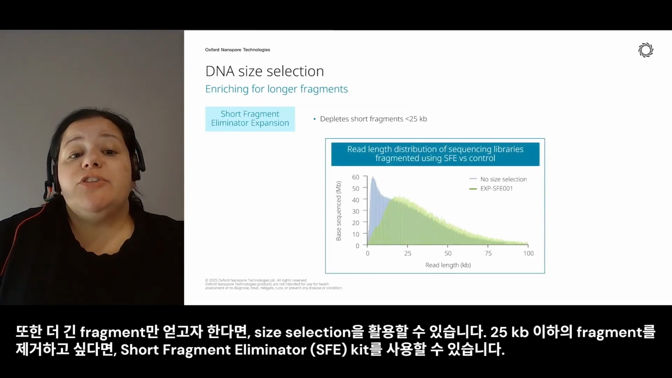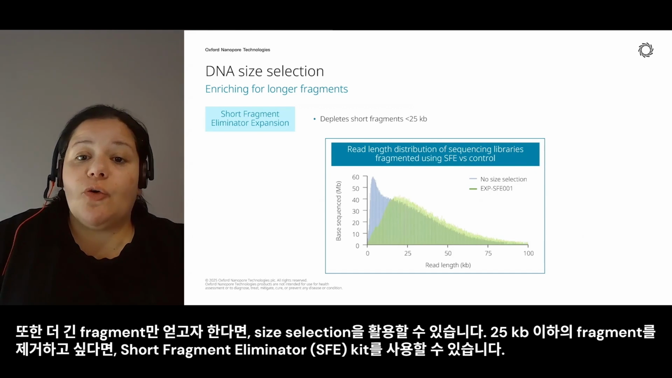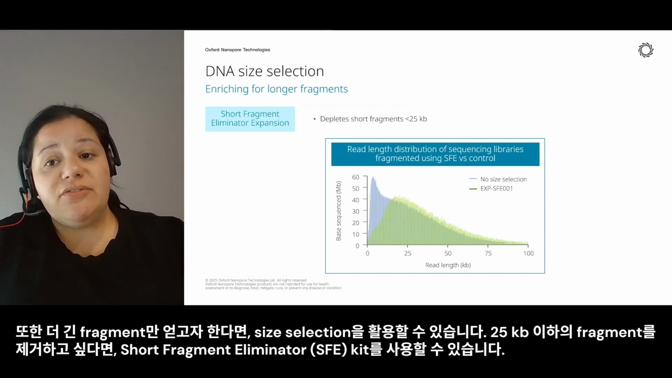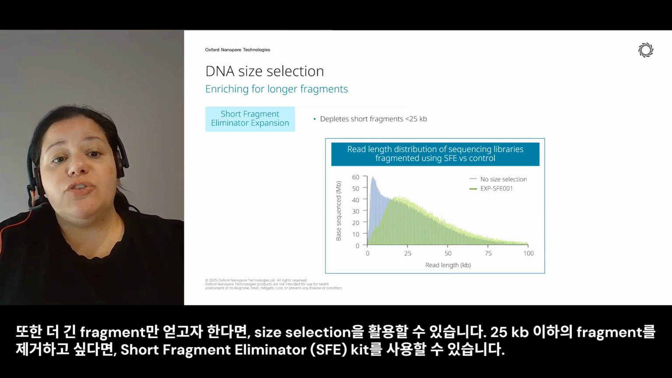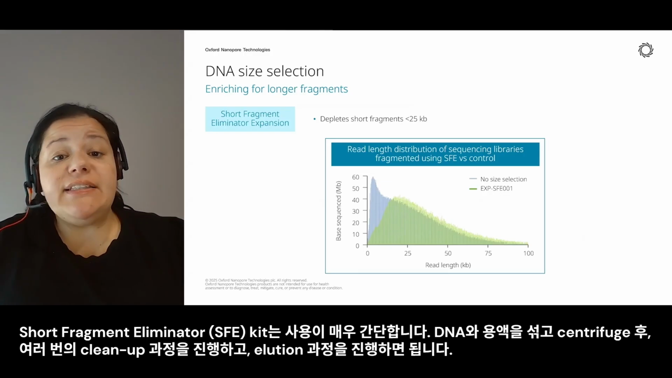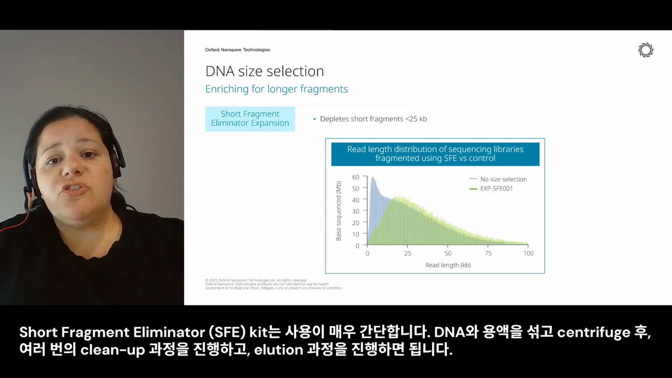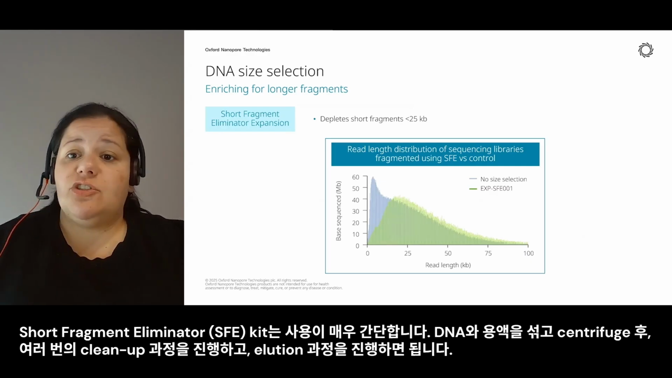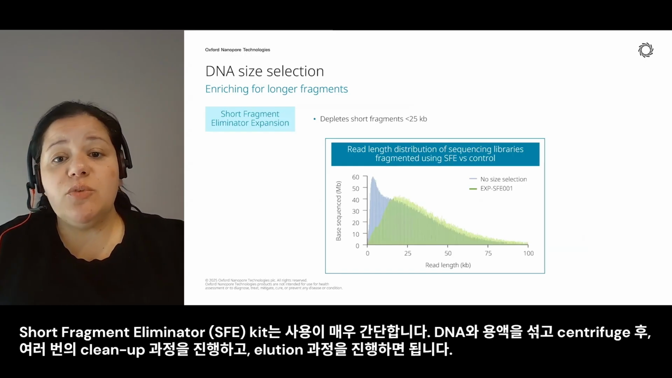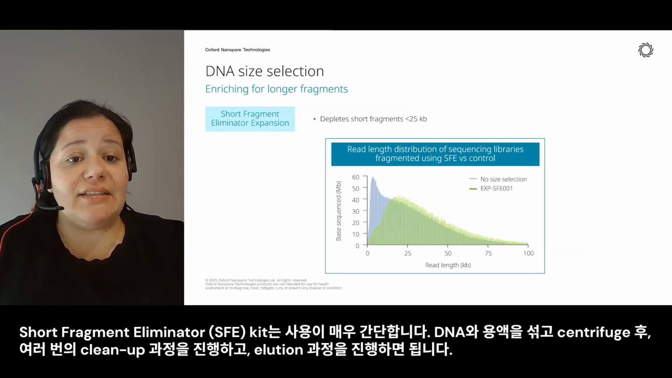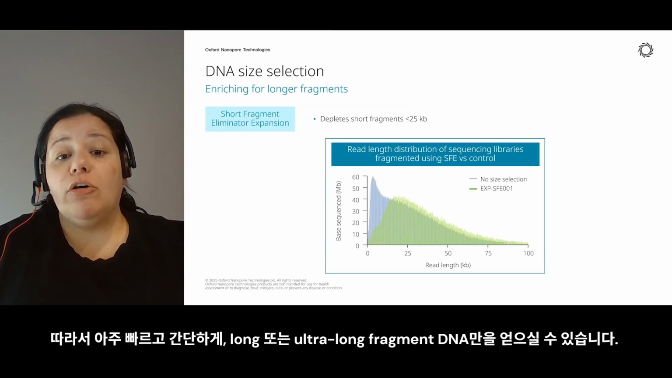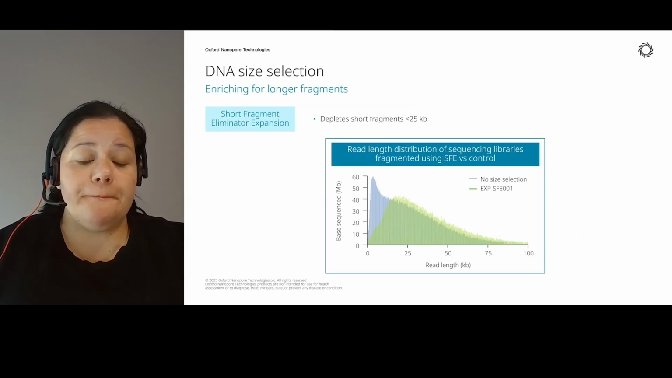You can also enrich for long fragments, and to do so, you use size selection. So to deplete fragments up to 25 kb, we offer the Short Fragment Eliminator Kit. This is really easy to use. You just mix the solution with the sample, and then you spin it down, you wash it a couple of times and elute, and that's it. So it's a really fast protocol for enriching long and ultra long DNA fragments.